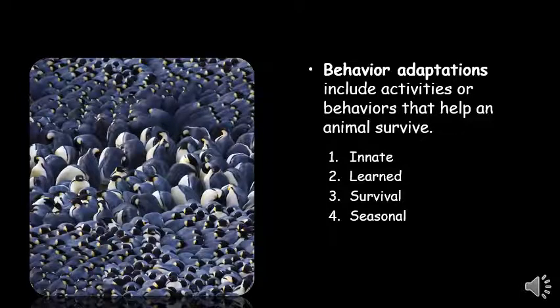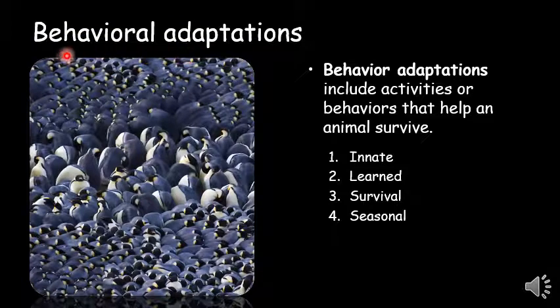Now let's get into behavioral adaptation. As the name implies, it is related to the behavior of an animal according to the situation or under different circumstances. For example, if you look at these penguins during extreme cold, what happens? All these penguins gather together and make a very tight pack so that they can avoid being killed by the extreme cold.